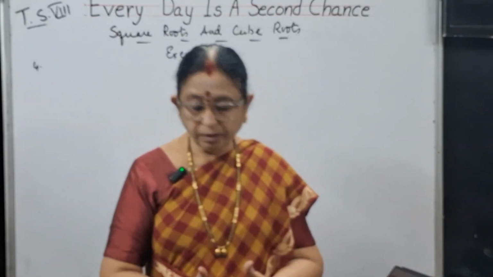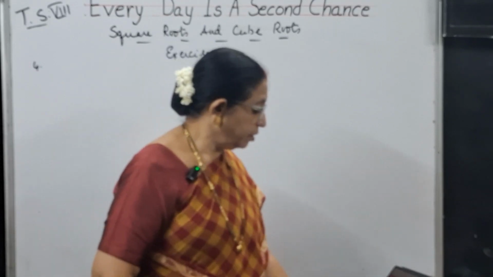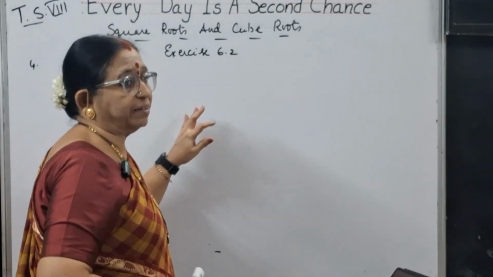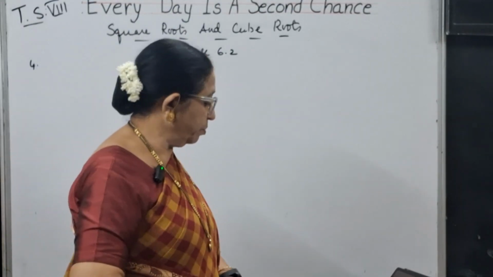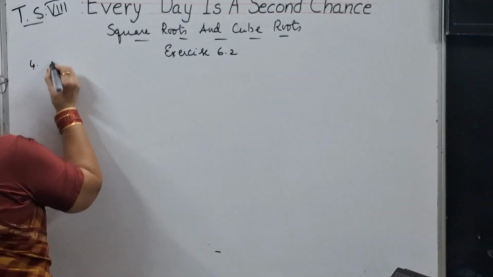Now I'm dealing with 8th class maths, and in 8th class maths, cubes and square roots and cube roots. In this exercise 6.2, three sums I have completed. Now fourth sum, find the smallest number.